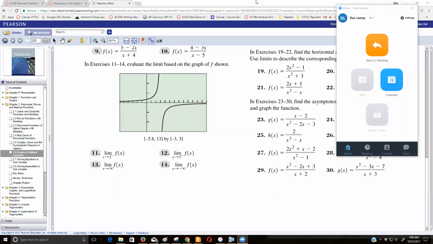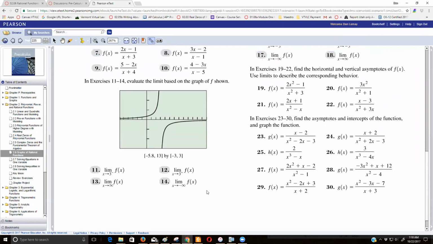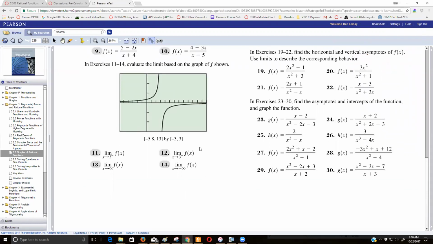So some people are having some problems with this section in the VTVLC rational functions chapter, and so I thought I'd walk through a couple of these examples, a couple of these exercises, because the only way you learn to get good at something is by getting a lot of practice. So let's see how this works using this format. So let's look at a couple.